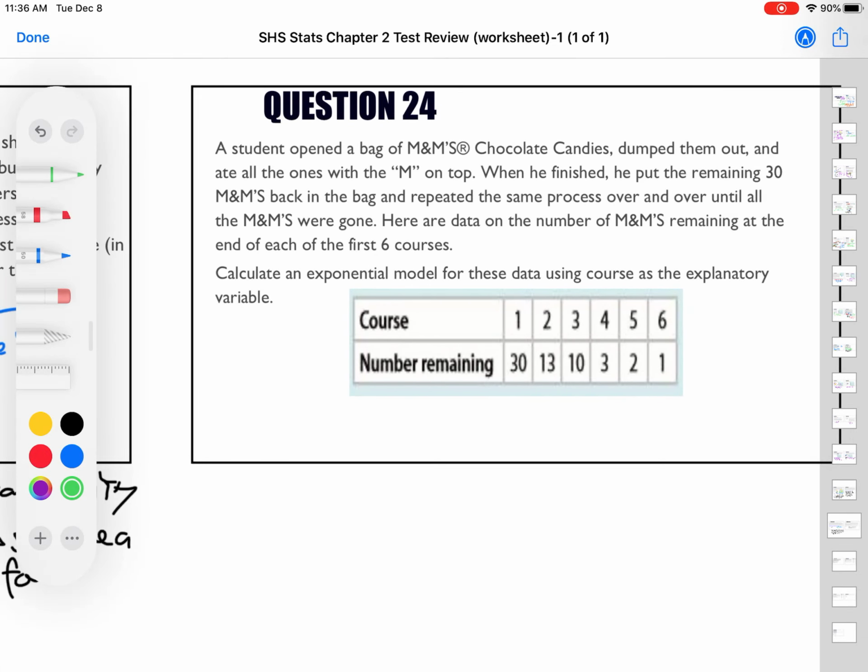Okay, M&Ms. A student opened a bag of M&M chocolate candies, dumped them out, and ate all the ones with the M on top, meaning it was showing up. When he finished, he put the remaining 30 M&Ms back and repeated the same process over and over again until all the M&Ms were gone. Here are the data of the number of M&Ms remaining at the end of each of the first 6 courses. Calculate a model for these data using the course as the explanatory. So this is your X and this is your Y. It's telling me exponential.